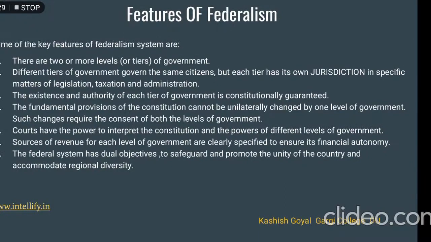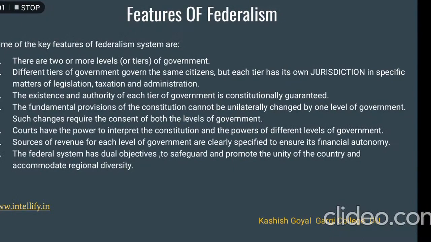Now, the fifth point says courts have the power to interpret the constitution and powers of different levels of government. Now, court is basically the protector of our constitution and fundamental rights. So if court feels that there is any hindrance, that if central government is interfering in the matters or in the jurisdiction of state government, then the court has every right to intervene in the matter.